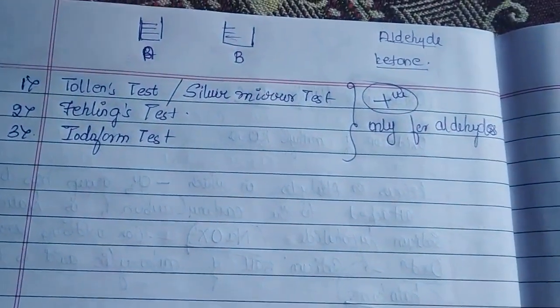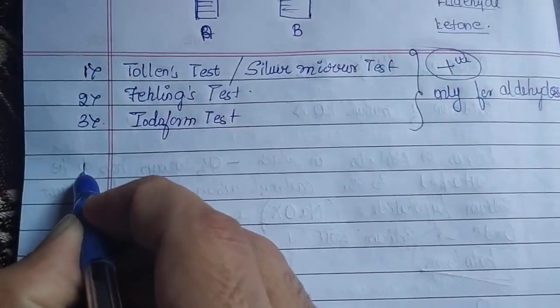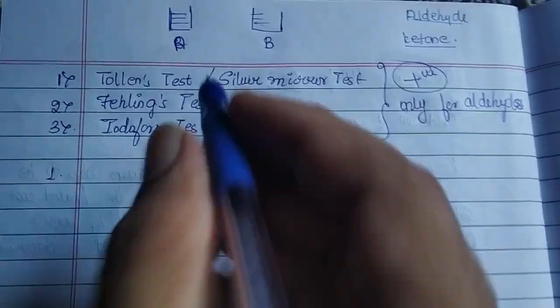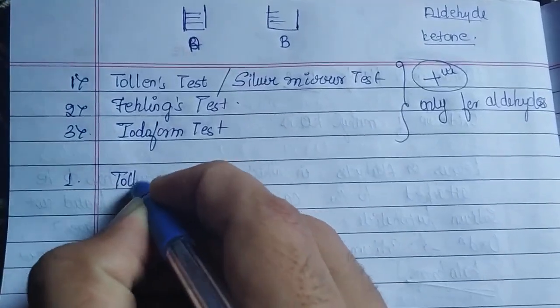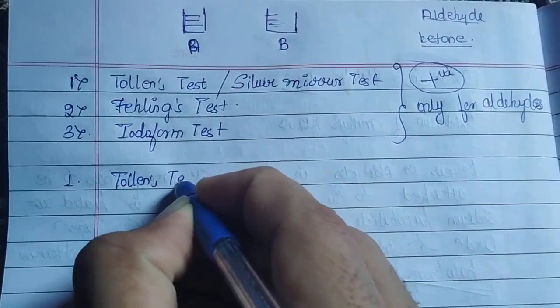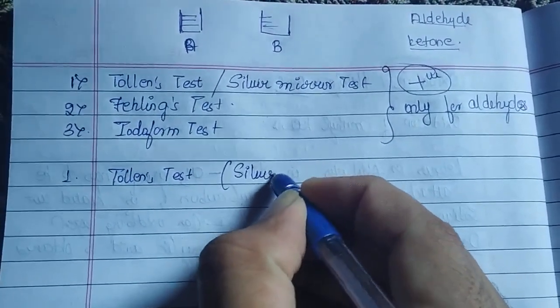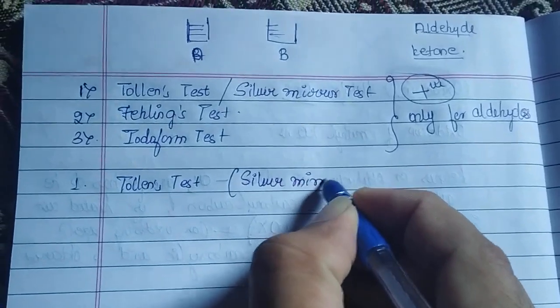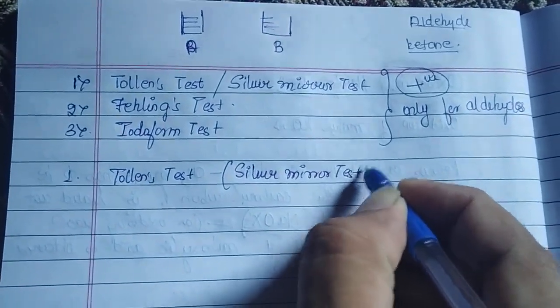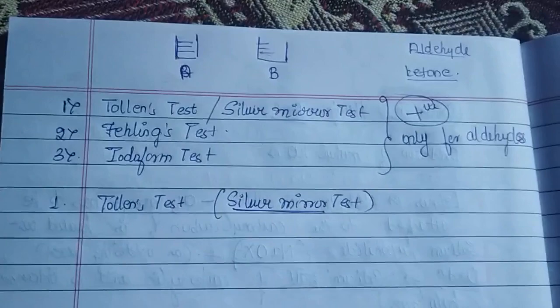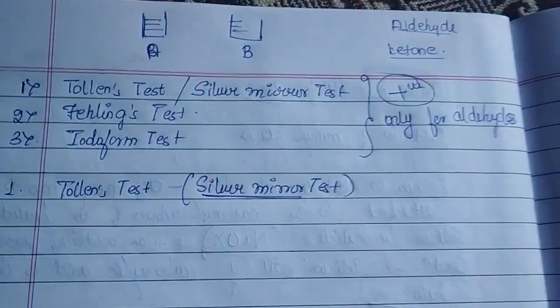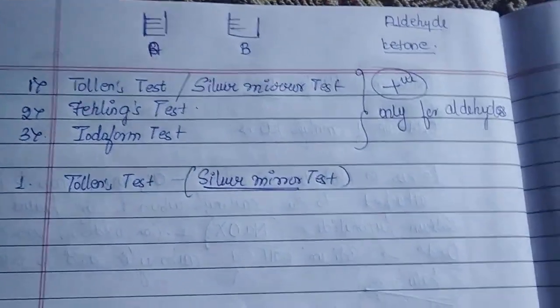Shall we begin? First of all, I would like to go with Tollen's test. As I mentioned, it is also called the silver mirror test. Why this name? You'll get to know when we see its reaction. First of all, let us know how we are carrying out this test.